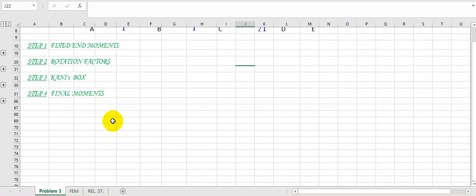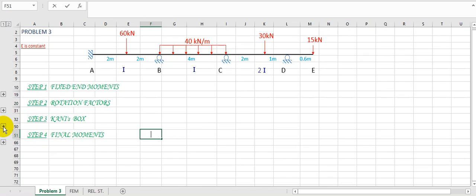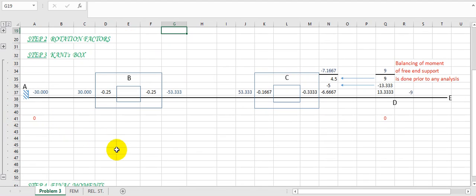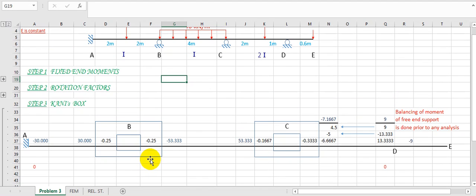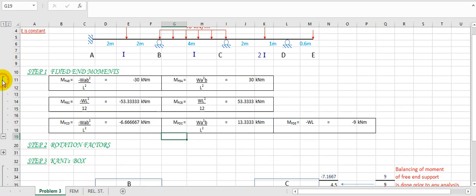Step 3, very important step, is drawing the Kani's box. Yeah, so step 3 is very important, drawing the Kani's box, and we have to draw these boxes. These are called as Kani's boxes. We have to draw them at intermediate supports. Since B and C are my intermediate supports, we have to draw them at intermediate supports, and outside the boxes we have to write the fixed end moments.